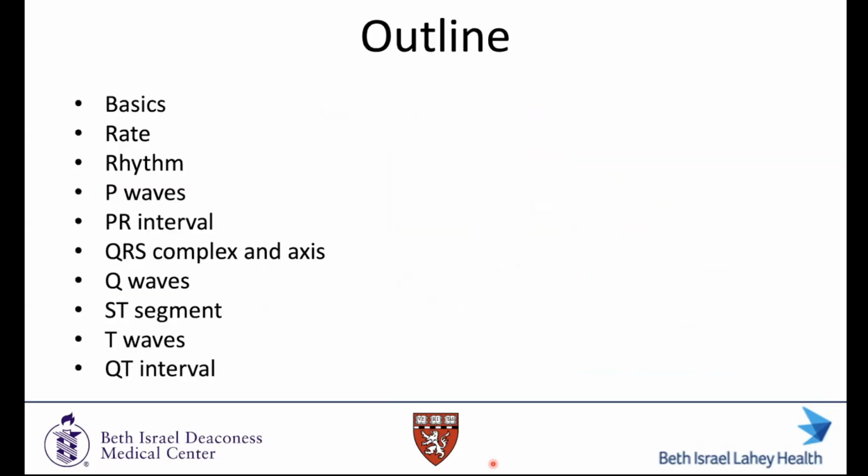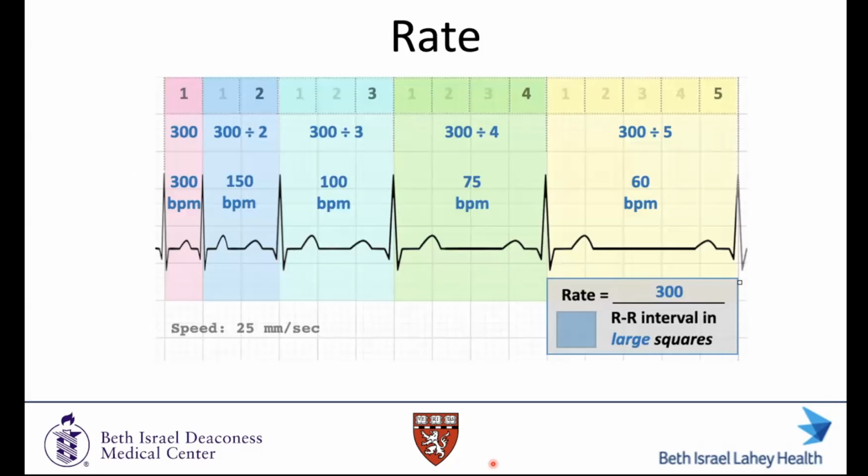So now that we've gone through some basics, let's talk a little bit about rate and rhythm. So starting off with rate, there's different ways that we can measure our rate. The first way is the box method. And here you're going to measure the number of large boxes that are in between your RR interval. If there's one large box, this is 300 beats per minute, two is 150, and then 100, 75, 60, so on and so forth. This is a really good method if your RR intervals are consistent.